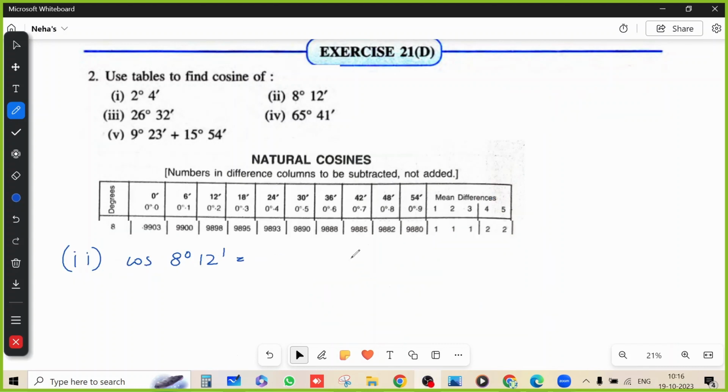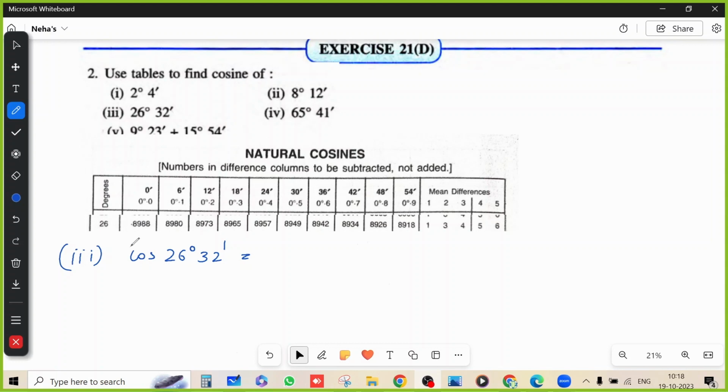The next question is to find the value of cos 8 degree 12 minutes. We will refer to the row 8 degrees, and here the value of 12 minute is already given. We will use this value. The answer will be 0.9898.